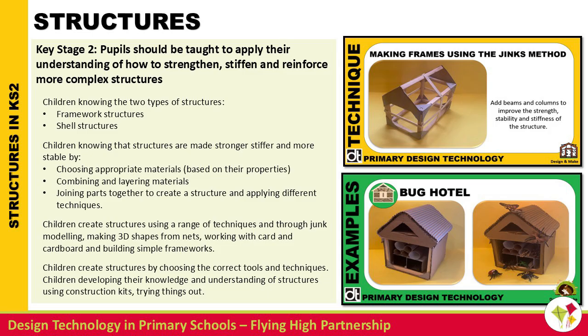In Key Stage 2, children can also build on their knowledge and experience of making framework structures. If they have used the jinx method in Key Stage 1 to create a simple wooden frame, then this can be extended in Key Stage 2 to create a box framework that can be used to create a wooden framework for a mini greenhouse or for an animal home for the school garden.